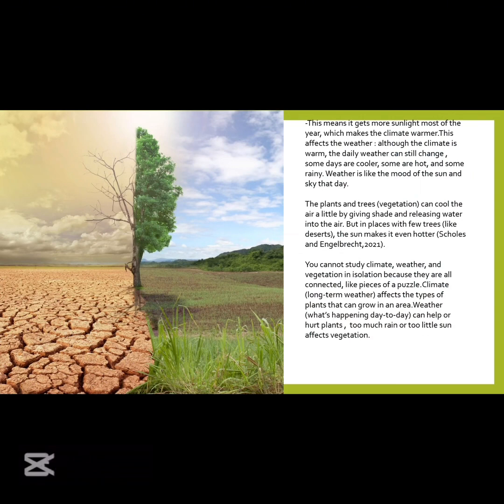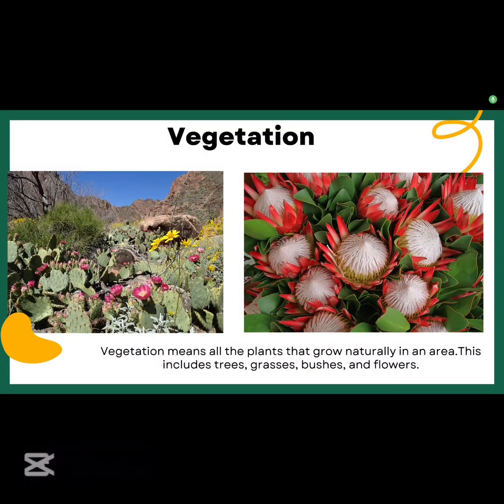Also, this would mean that South Africa is closer to the equator, well, Africa, and this would mean that it gets more sunlight most of the year compared to continents like Europe, which would make the climate warmer. This would affect the weather, and although the climate is warm, the daily weather can still change, making some days cooler while some are hot and some rainy. The plants and trees, which are called vegetation, can cool the air a little by giving shade and releasing water into the air. We'll take a look at vegetation.